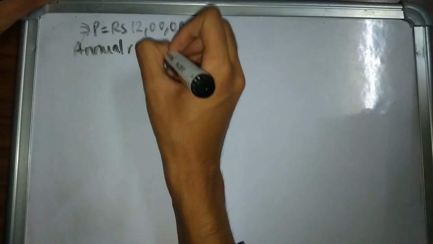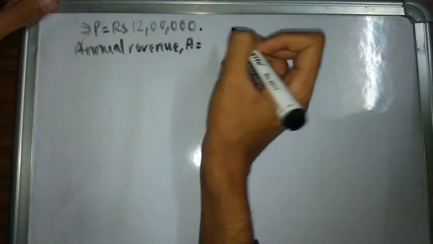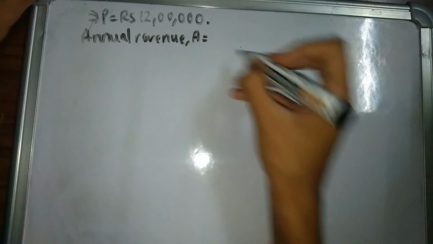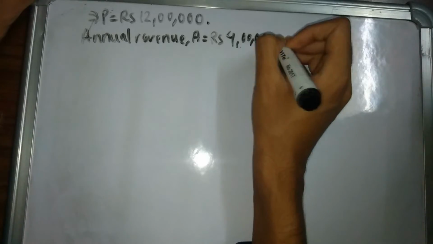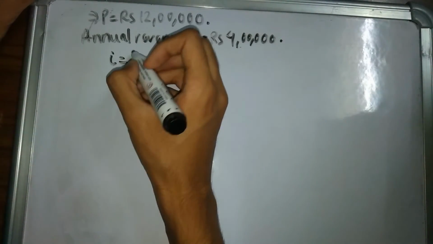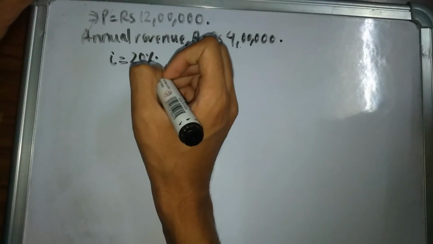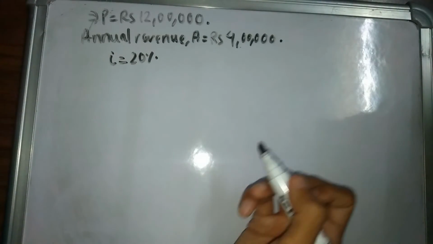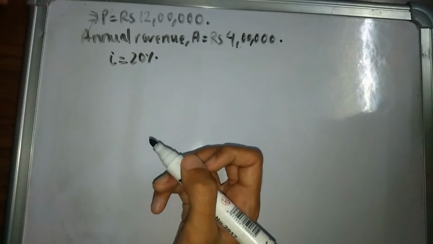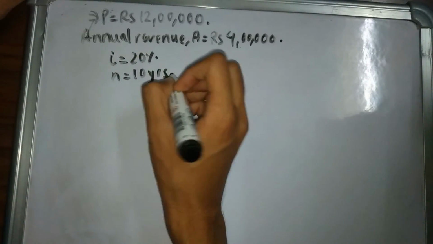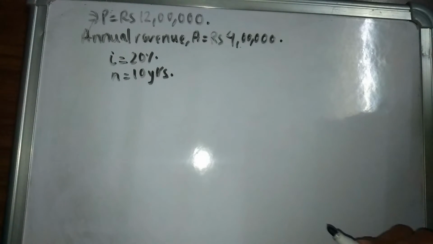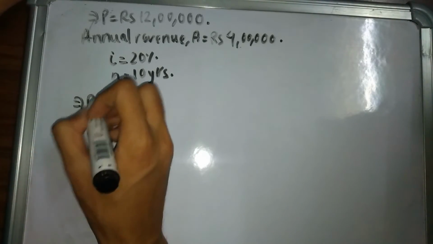We have our annual revenue A as, let's say, Rs 4 lakhs. We have our interest rate I equals 20%, and this interest rate is compounded annually, which means our n equals 1 for compounded annually, for the lifetime of this technology, which is 10 years. Here I'm not writing it in full, so it basically means we have compounded annually, and we need to find the present worth for this interest rate for this period of time. So we need to find our present worth.